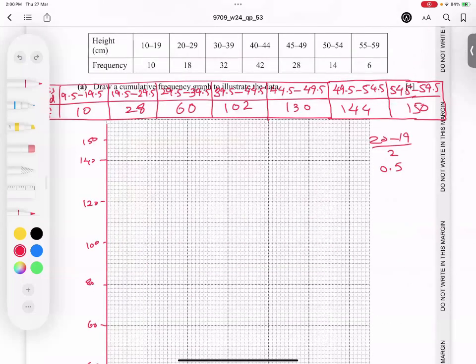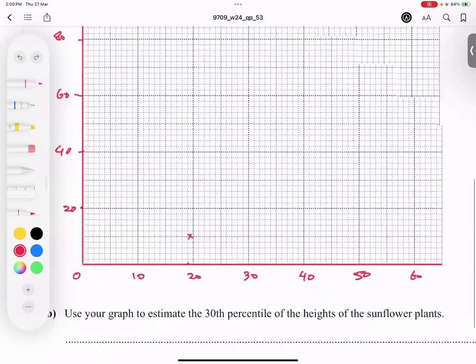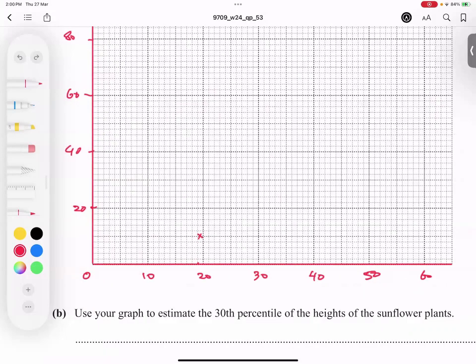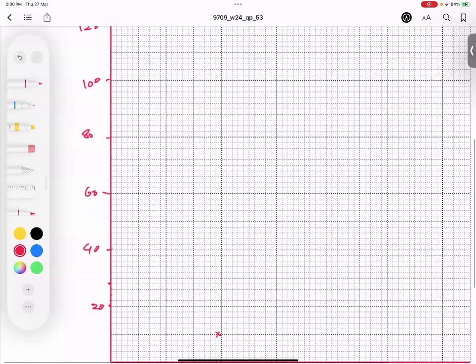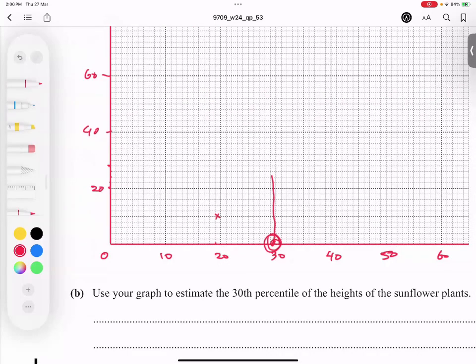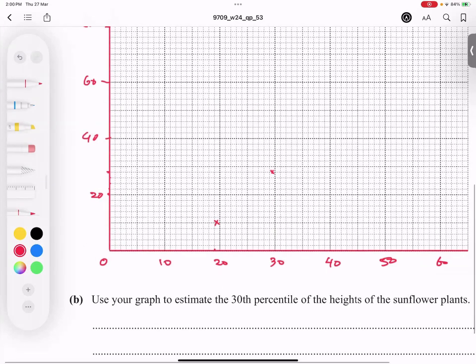29.5 and 28. 28 is 20, 22, 24, 26, 28. So there are two boxes. 22, 24, 26, 28 is here. And 28 is here and 29.5. Let me check. 29.5, 29 is in the middle here, and 5 go up and check it. And I believe this is the meeting point here. Okay, we have to be more accurate.